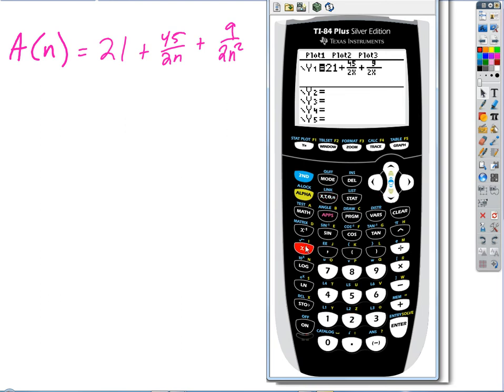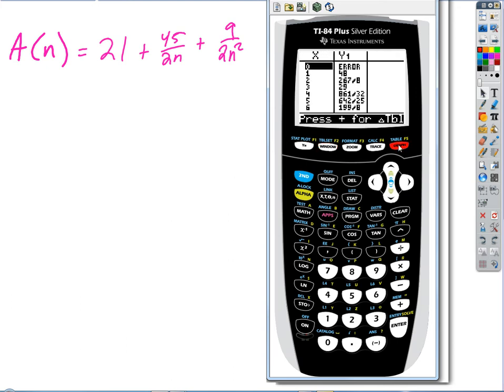Okay, right? Everybody buy that? Okay, so there's our formula. If I put it in y1, then I can just go to the table and let it generate table values for me for all the different values of n, which we're calling x. So I'm going to make sure my table is set properly. I want to start at 0, go by 1s, perfect. Okay, so let's see what we get.